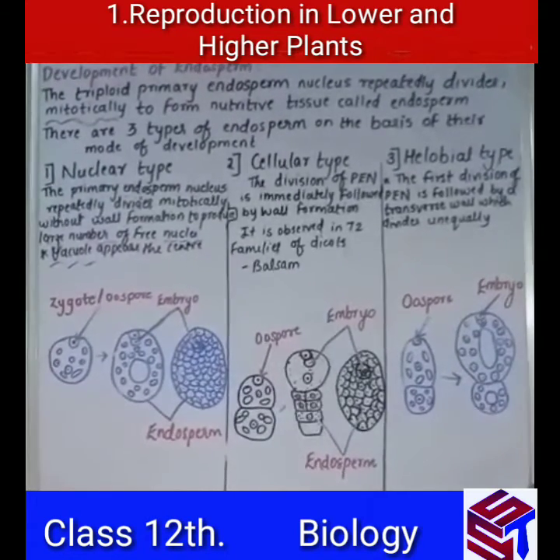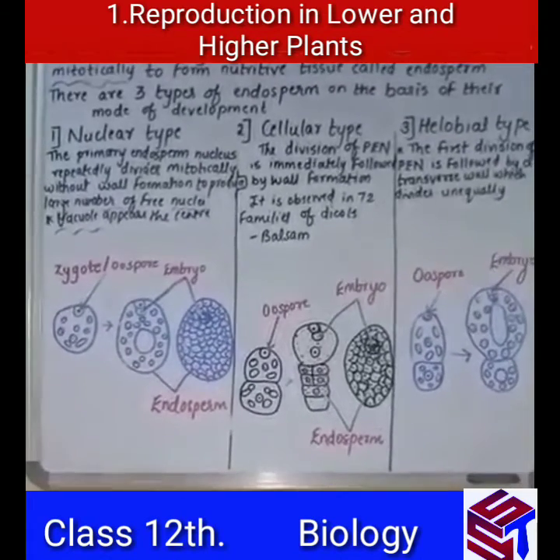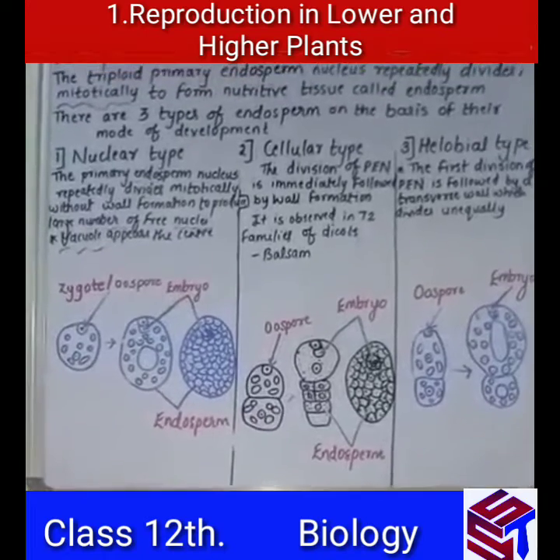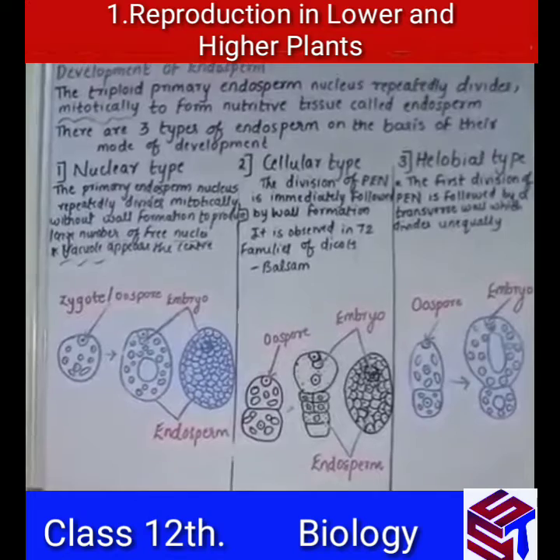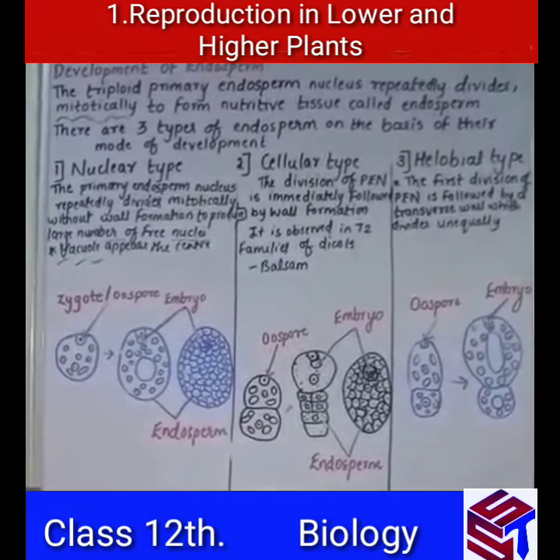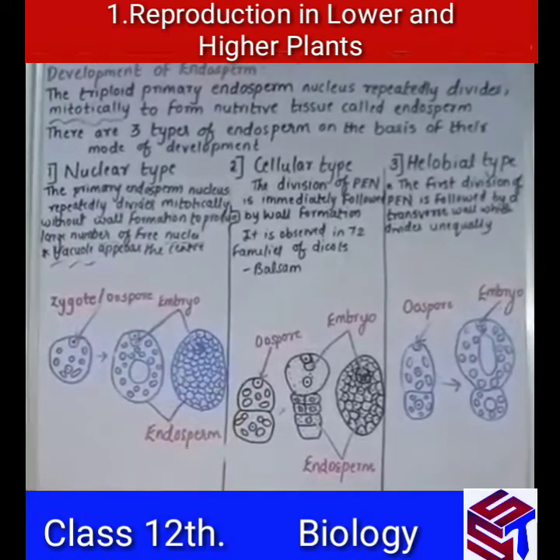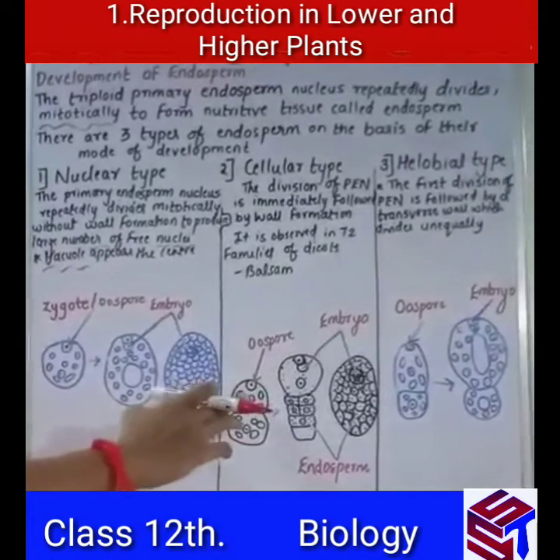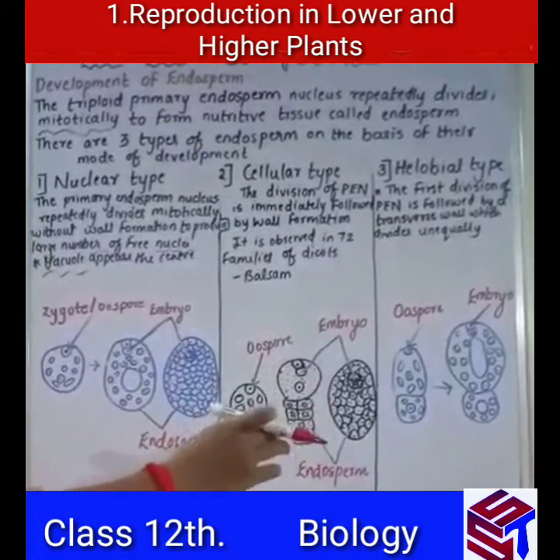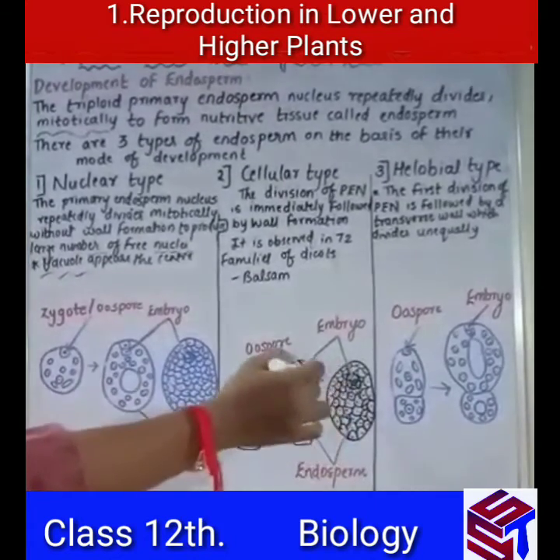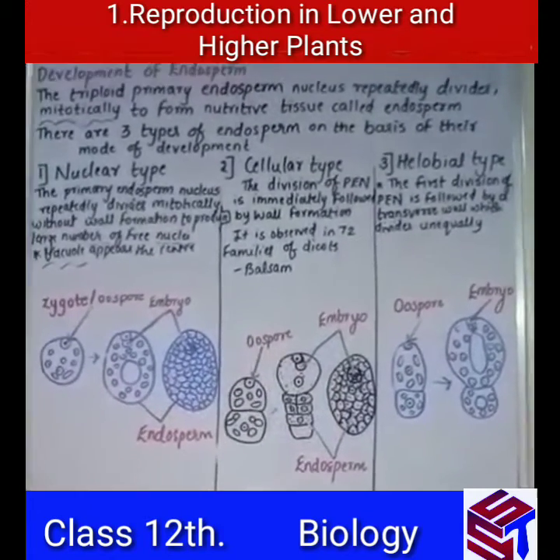Therefore, endosperm development in the cellular type occurs with wall formation right from the beginning. It is very rarely observed and has been seen only in dicots. The example I have written there is balsam. The structure in the cellular type occurs like this: the oospore is formed here, later the division occurs in this manner, and next we see a large, fully packed mass of cells. That is the cellular structure.